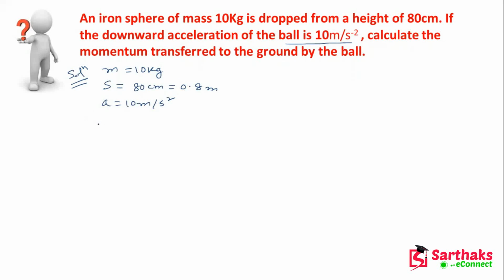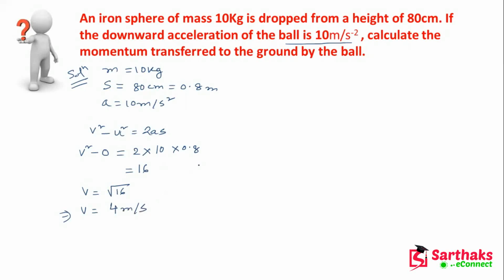Okay. From the laws of motion, we know that v square minus u square equals 2as. So v square minus 0, because the initial velocity is 0, will be 2 into 10 into 0.8. That means 16. So v equals root over 16, which implies 4 meter per second.